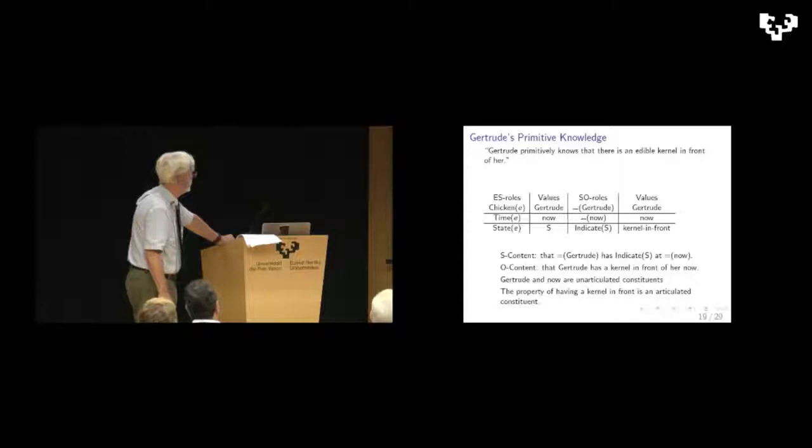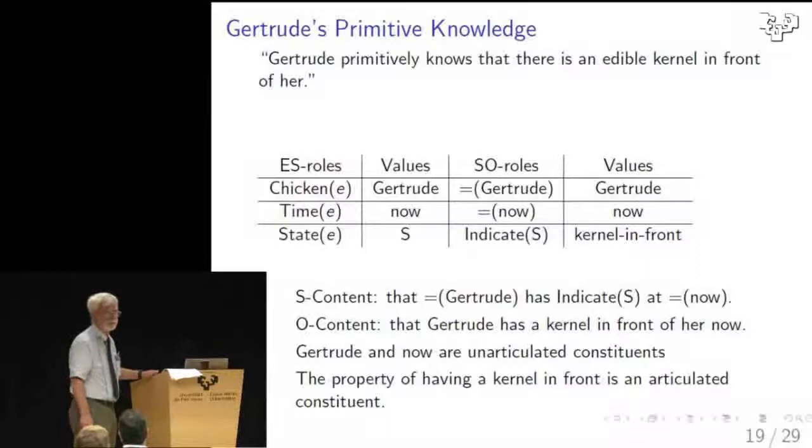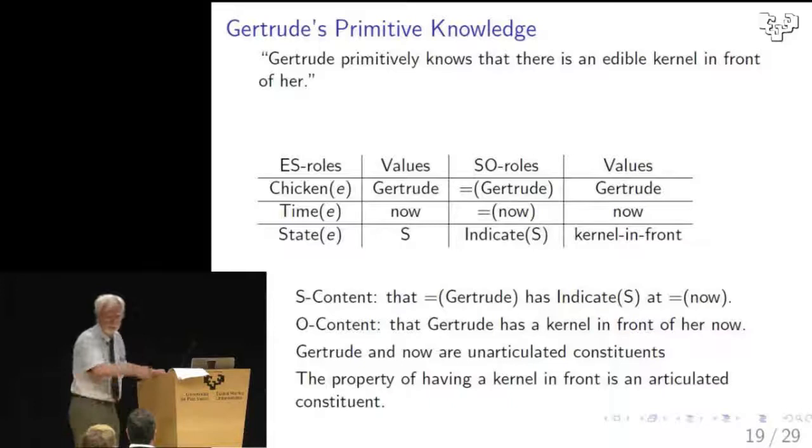Gertrude primitively knows, so that's what I'm going to call it in the case of animals and humans, primitive knowledge. Primitive knowledge is the kind of knowledge we have just in virtue of perception of the various sorts I listed about our environment and ourselves.